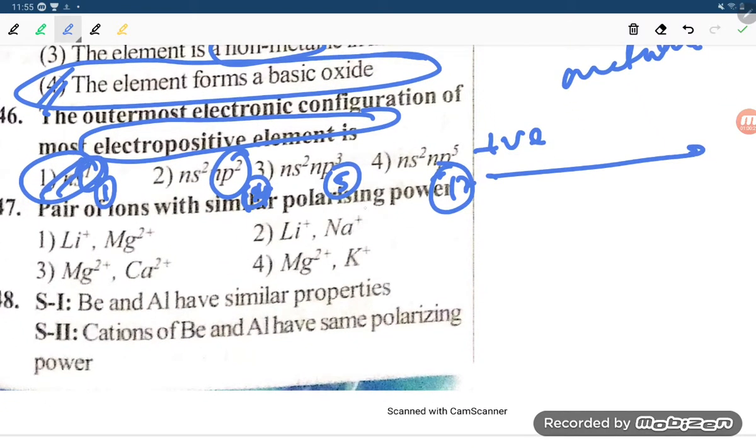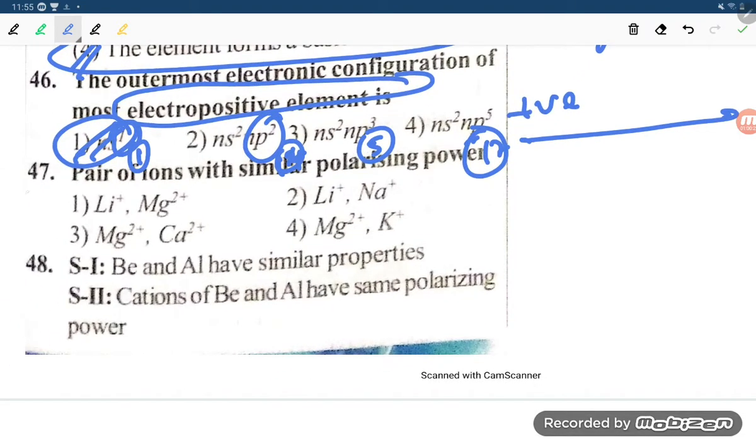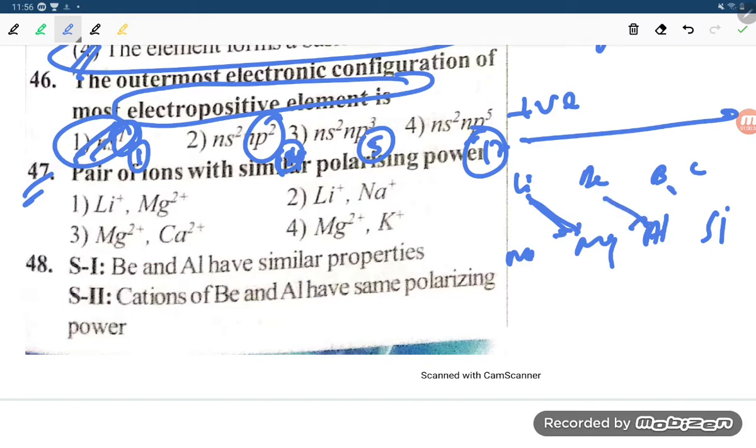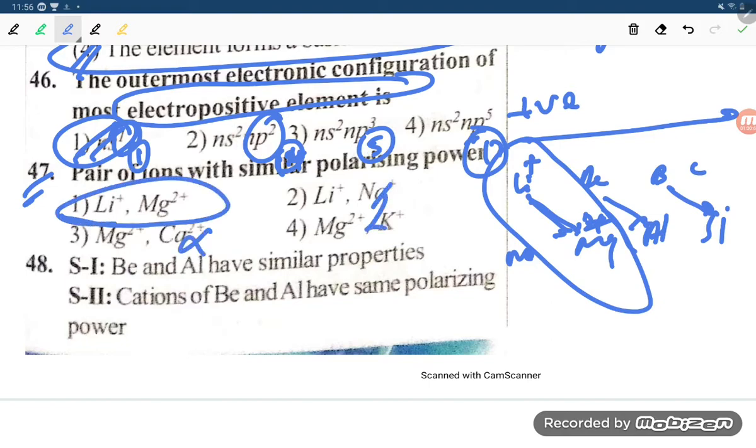Pair of ions with similar polarizing power. That is based on the diagonal relationship. If you are talking about lithium, beryllium, boron, carbon and sodium, magnesium, aluminum, silicon, each has similar properties with the one diagonally opposite. Lithium has similar properties with magnesium. So Li+ and Mg2+, the correct option is option number 2. These others are all wrong, student.